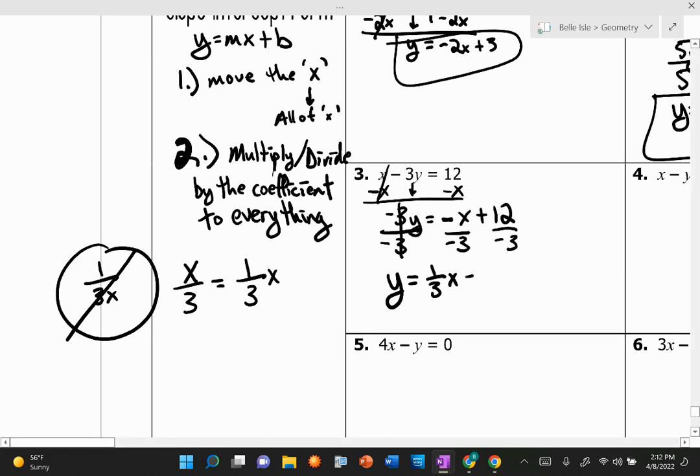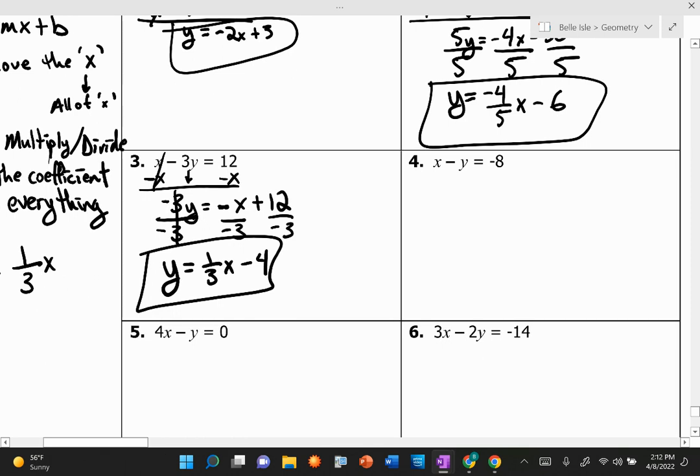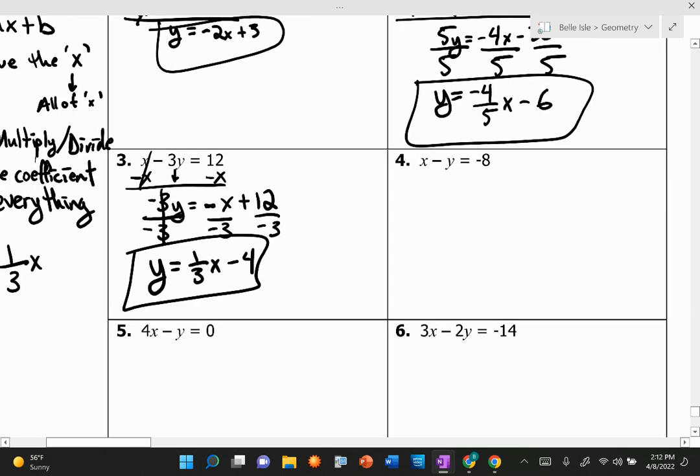What's 12 divided by negative 3? Negative 4. This should be your answer for number 3. Okay, yeah. So number 4 is one I'd like to walk through because this one has a slightly different thing that you have to think about. What's your first step? Subtract x from both sides. The x's will cancel out and give you negative y equals negative x minus 8. Okay? Now, you have a negative y. Now, what did we say earlier? You need to recognize there is a 1 in front of an x if you had a negative x.